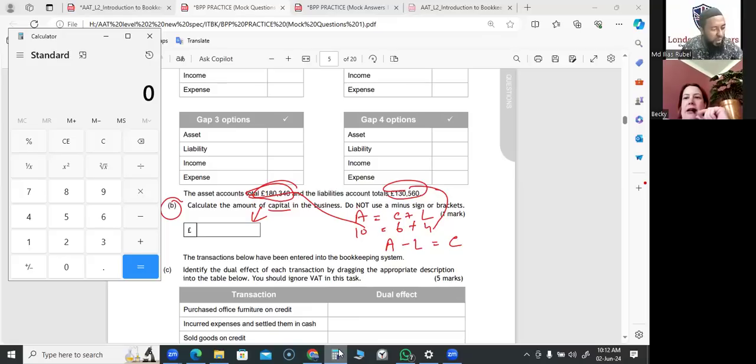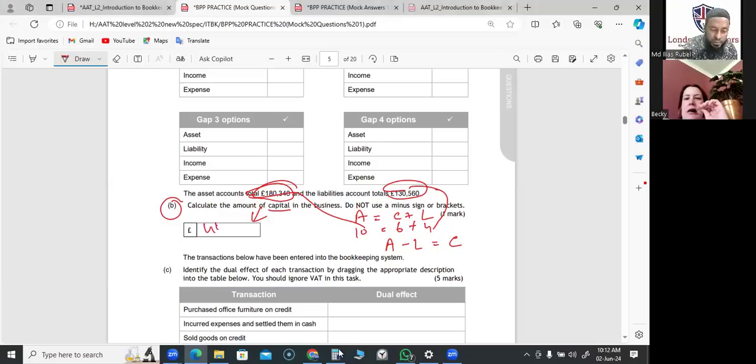Anyway, assets 180,340 minus 130,560. We get 49,780 is the answer. 49,780. Such an easy one to get 1 mark.